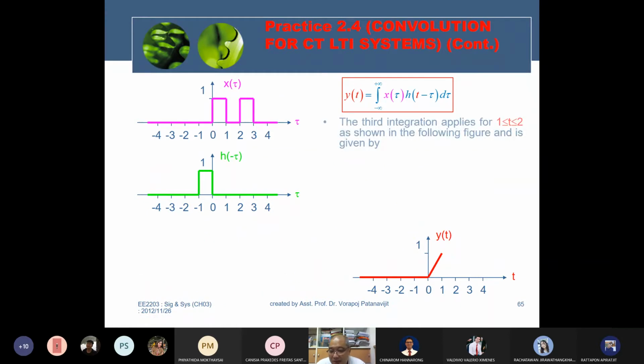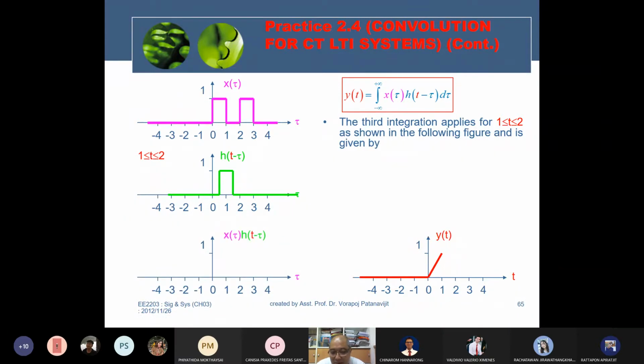Now the next one, the third integration, is applied between 1 and 2. For ease, for the intersection pattern we set t equal to 1.5. And we check what the intersection is between the pink and the green again.